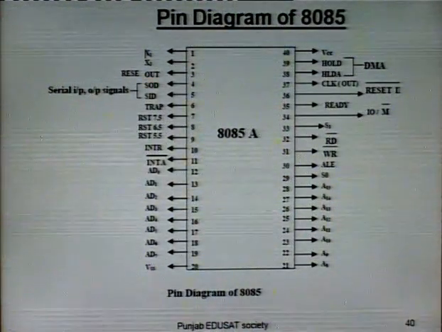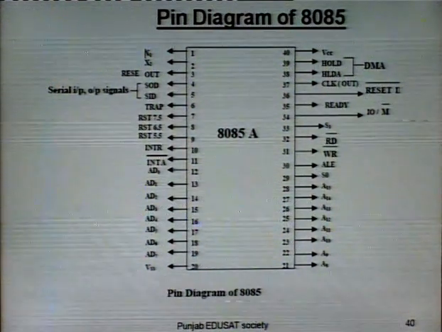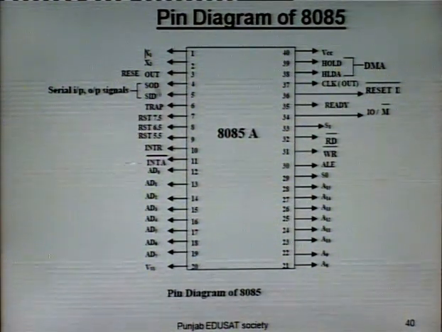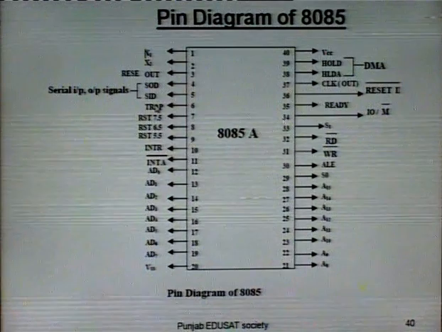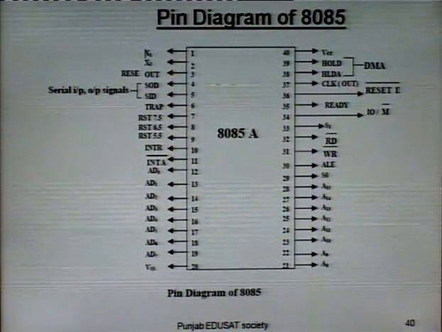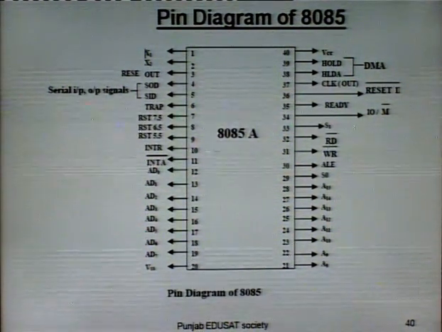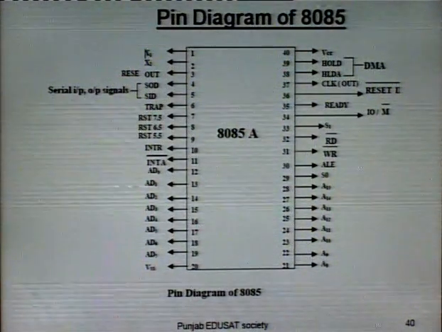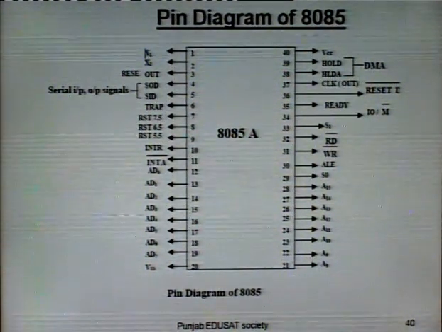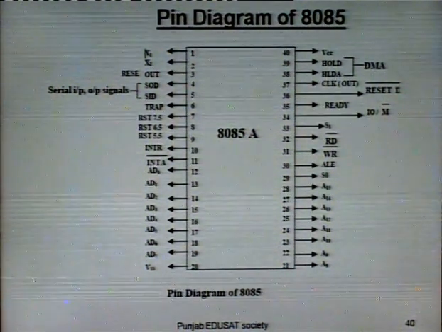After that, we have serial input data and serial output data, SID and SOD. Serial input data is an active high serial input port pin used to accept serial 1-bit data. On the execution of the RIM instruction, this data is loaded in the 7th bit of the accumulator.